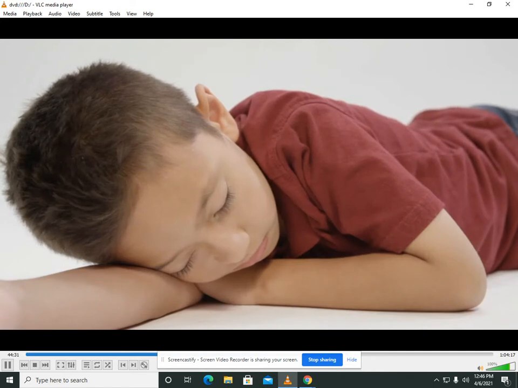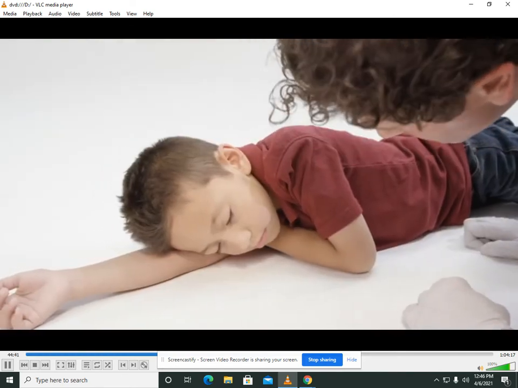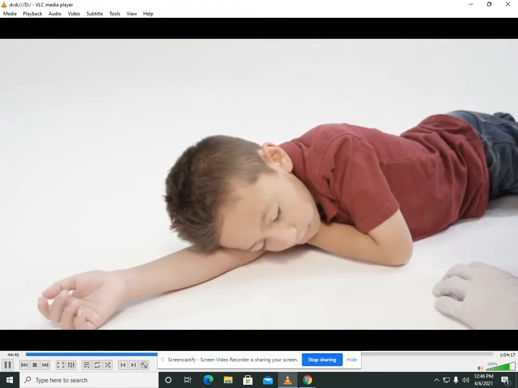The recovery position helps protect the airway by using gravity to drain fluids from the mouth and keep the tongue from blocking the airway. Frequently assess and monitor breathing. The condition can quickly become worse and require additional care.